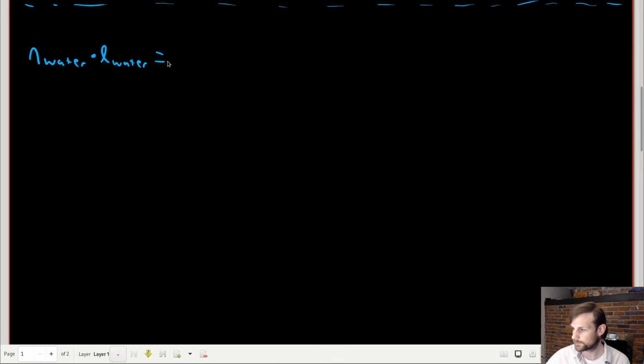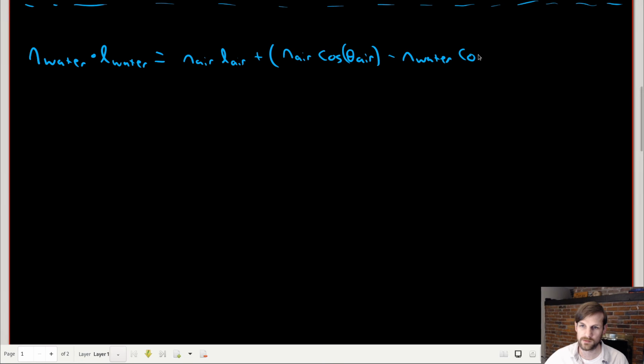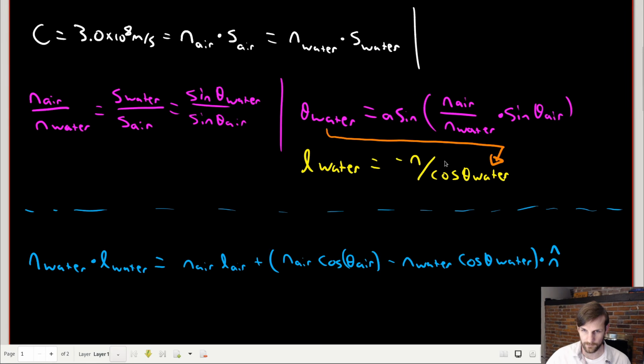is going to be equal to the index of refraction in air times the light direction in air plus the index of refraction in air cosine of theta air minus the index of refraction of water times cosine of theta water times the normal. And I do realize that I'm getting my notations a bit mixed up here.